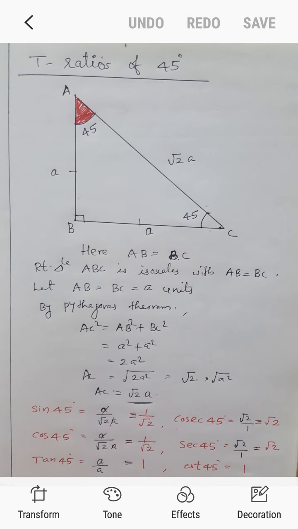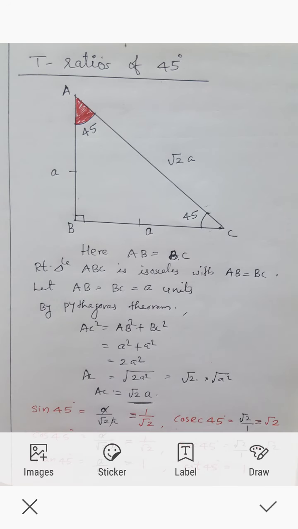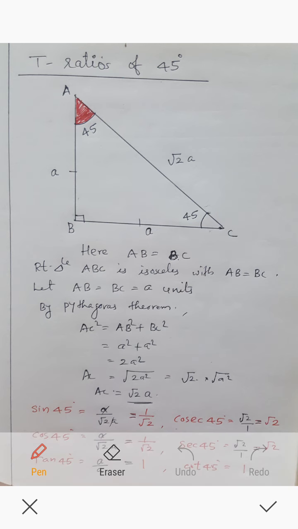Let's study the trigonometric ratios of 45 degree first. For that we have to consider a right triangle. That means an isosceles right triangle. What is an isosceles right triangle? In this figure, triangle ABC is isosceles with AB equal to BC. An isosceles right triangle is the right triangle whose two sides are equal.